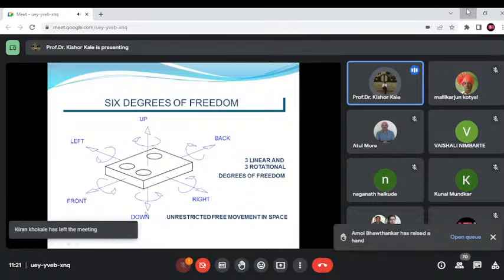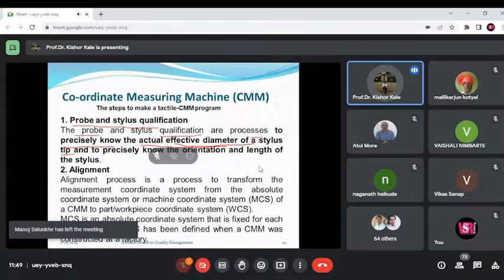So we'll just see what is probe and stylus qualification. The probe and stylus qualification is a process to precisely know the actual effective diameter of the stylus tip. Stylus tip means, I will go back to show. This is a 6 millimeter ruby ball. Whether it is exactly 6, or 6.001, or minus 0.001, actually how much it is, we have to verify. So the effective diameter of the stylus has to be recorded first with the given standard spheres. A standard sphere will be given.